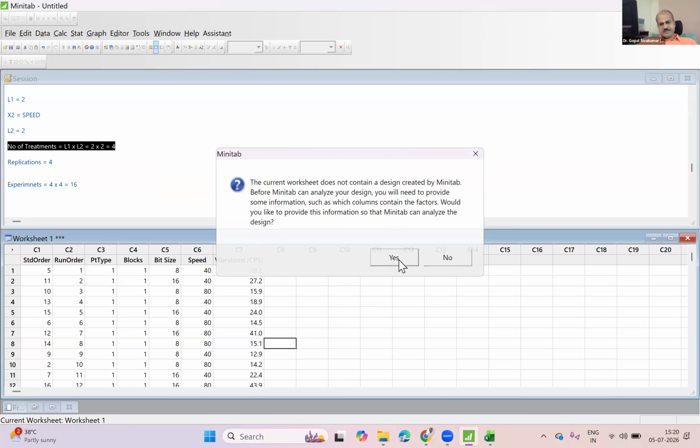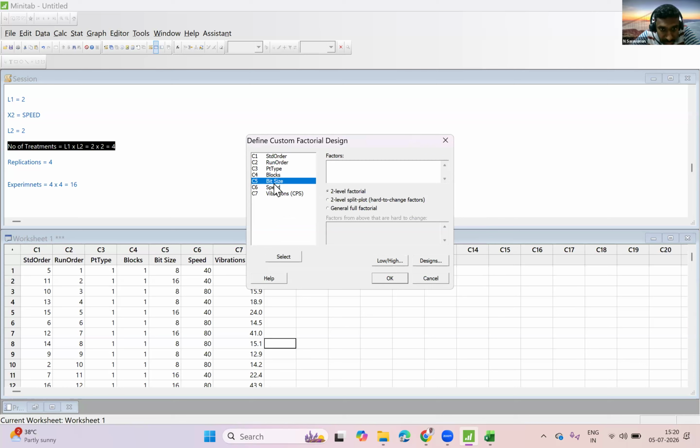Now let us define. What are your factors? Bit size and bit speed. These are the factors. It's a two-level factorial, both are two-level. So low, high. Bit size is a numeric factor. See here, automatically it captured 8, 16. Speed also 40, 80. Very good, correctly captured.